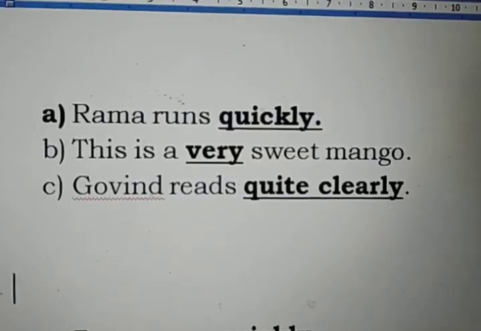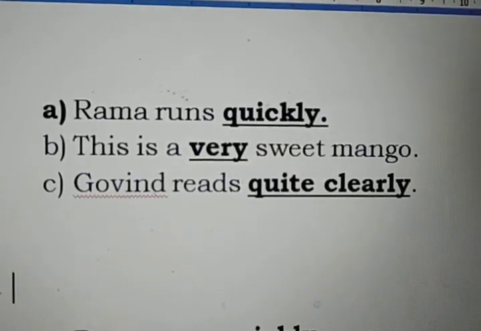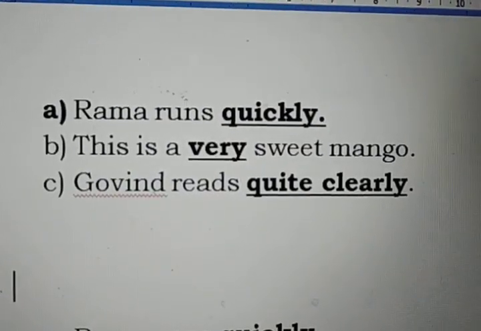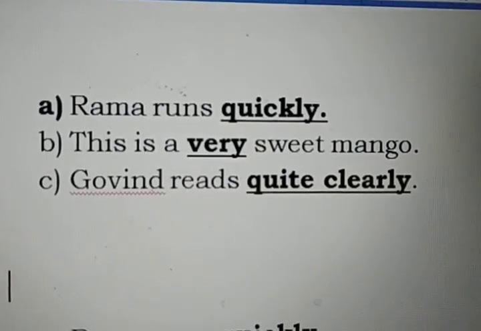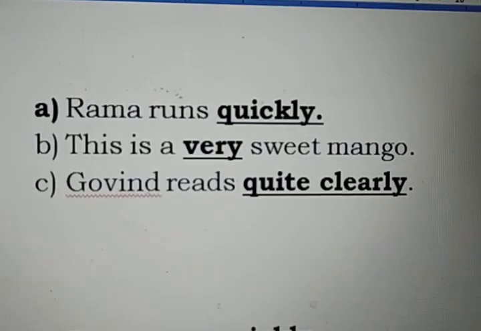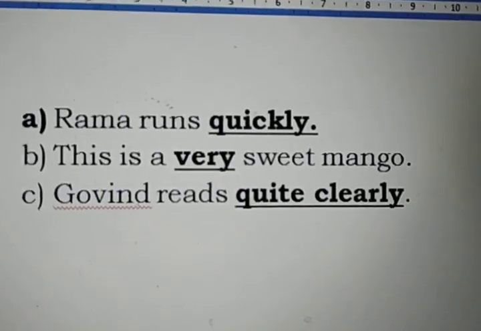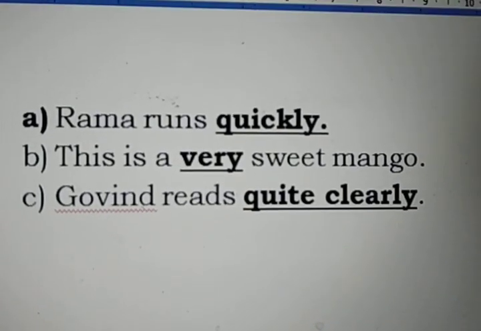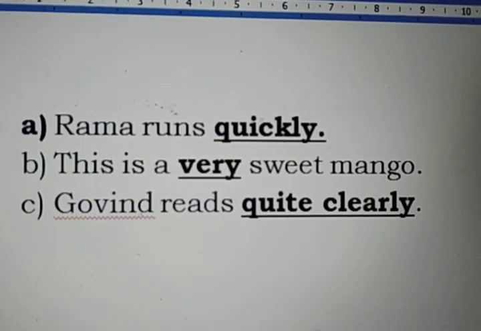So before I tell you what an adverb is, let's have a look at these three sentences. First one, Rama runs quickly. Second, this is a very sweet mango. Third, Govind reads quite clearly.